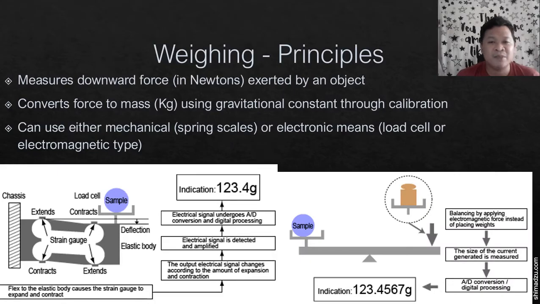Okay, weighing principles. Sa Earth na ito, dahil may gravity tayo, we can take advantage of gravity to weigh by measuring the downward force that an object produces, no, kapag nakapatong siya sa isang something. And usually, meron niyang either mechanical, like yung mga outdated na spring scales, or usually yung mga bago ngayon, electronic weighing devices which use either a load cell or electromagnetic type, the summary of operation which could be seen here.